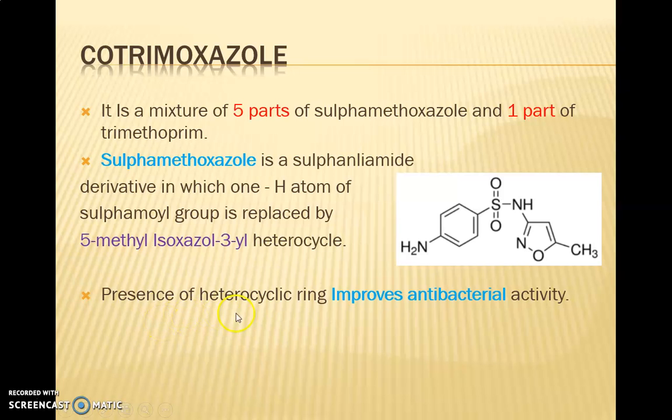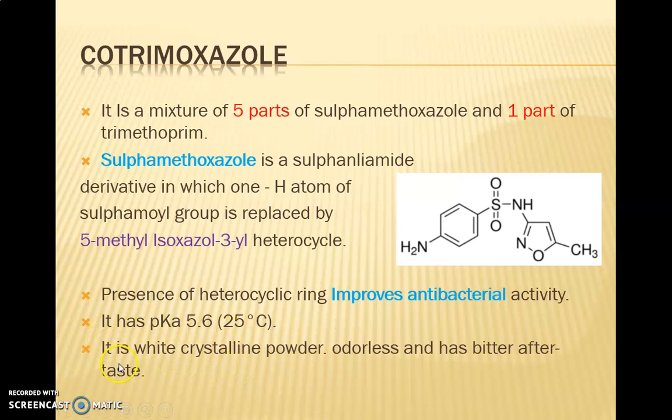And the presence of the heterocyclic ring improves the antibacterial activity. It has a pKa of 5.6 at 25 degrees Celsius. It is a white crystalline powder, odorless, and has a bitter aftertaste. These are the physical properties of sulphamethoxazole. And next, it is very slightly soluble in water. So this is all about sulphamethoxazole, the first component of cotrimoxazole.